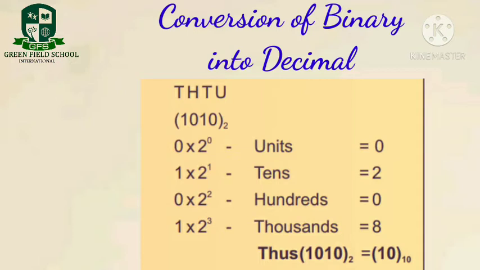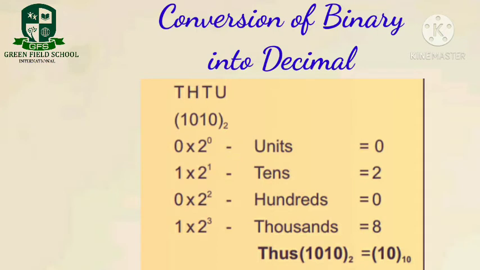Then increase the power by 1 each time, keeping the base fixed as 2. So the power is increasing by 1, so 2 power 1. What number is there in the 10's place? 1. So 1 into 2 power 1 is equal to 2. Like that I keep on increasing. Again in the 100's place 0 is there, so 0 into 2 square is 0. Then in the 1000's place there is 1, so 1 into 2 cube is equal to 8.